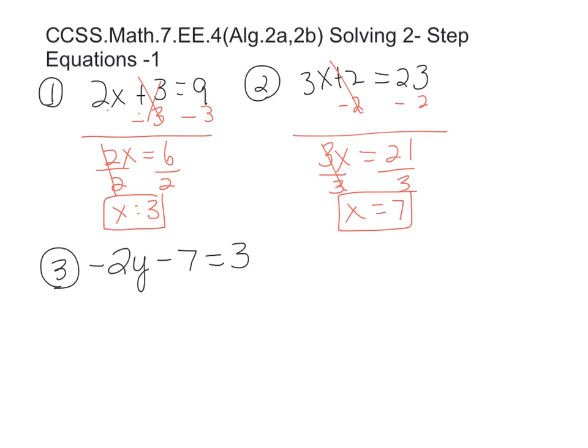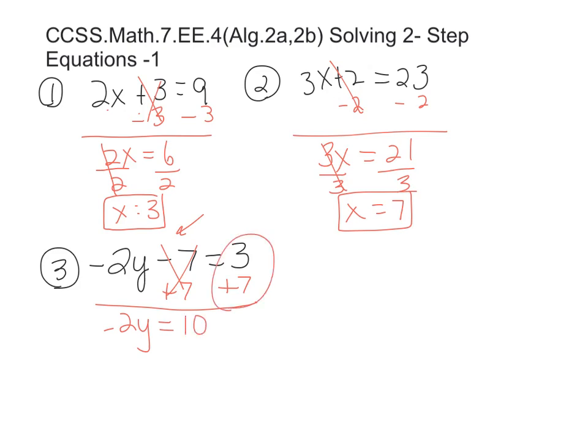So now you need to be mindful of your negatives. All right, we're still starting on the variable side. So we're going to start on the y side, and that's this one here. And we're going to start with the constant. So it's negative 7. So we do the opposite to get rid of it. And we're going to add 7 to both sides. Negative 2y equals 10.